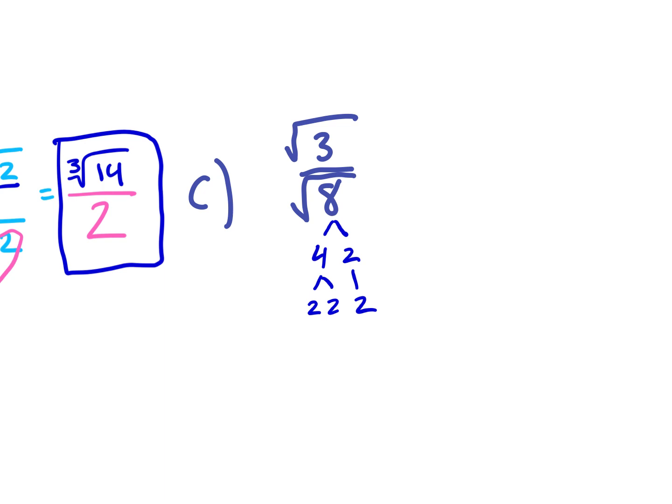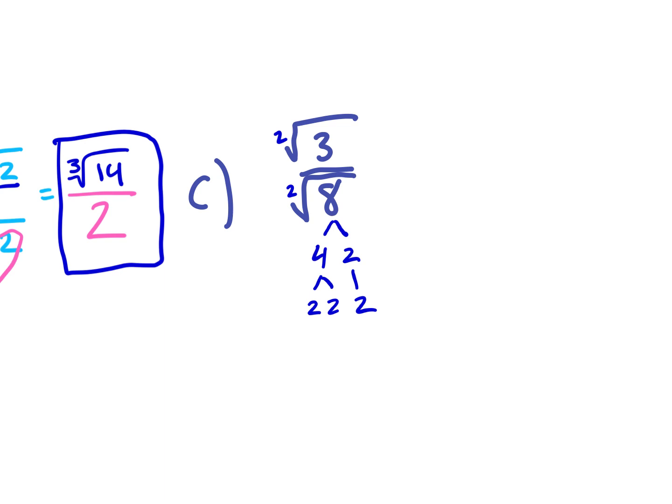2 and 2. If I don't have anything written out front as my index, what do I circle? Groups of how many? 2. Groups of 2. If you want to write the 2 as your index, that's fine. Make sure that you know if there's no index written there, it's implied that it's a 2. It's the square root, 2.